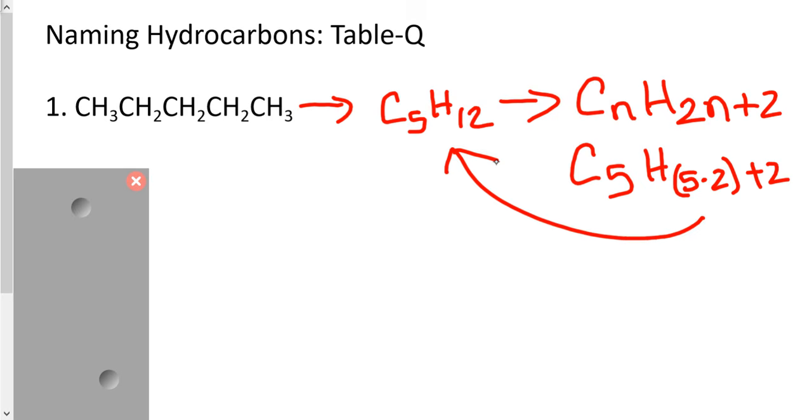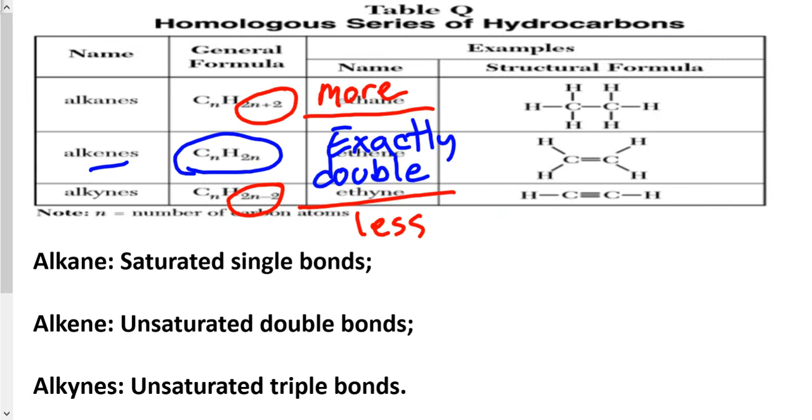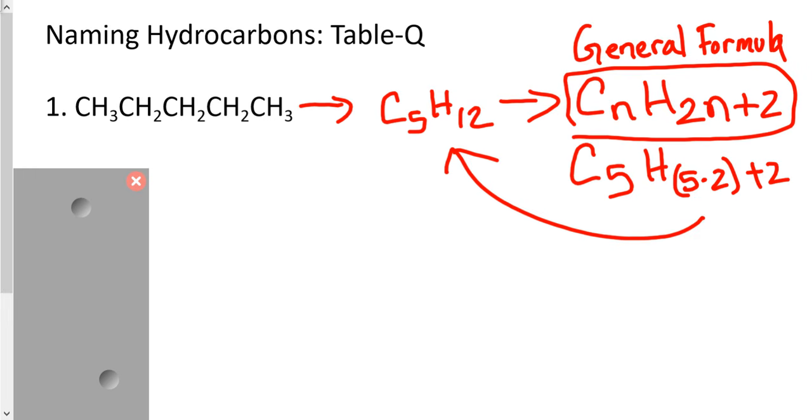Why is it important for us to figure out the general formula? It is important because if I know the general formula, which is CnH2n plus 2, then I would know the suffix of this organic compound. I know that the amount of hydrogen is more than double, and therefore the name should end with ANE, and it's an alkane. So now I know that the name would end with ANE because it is an alkane.